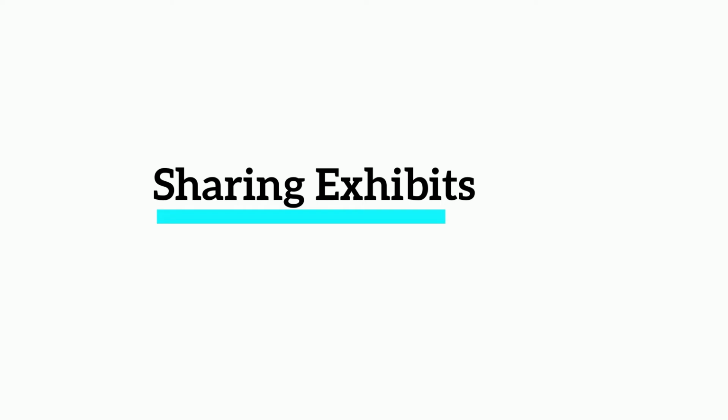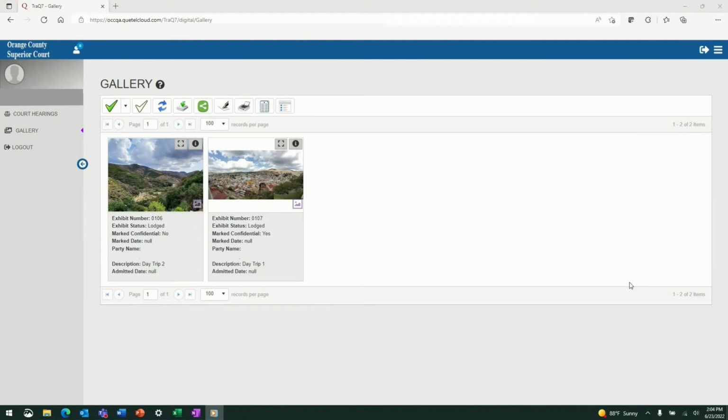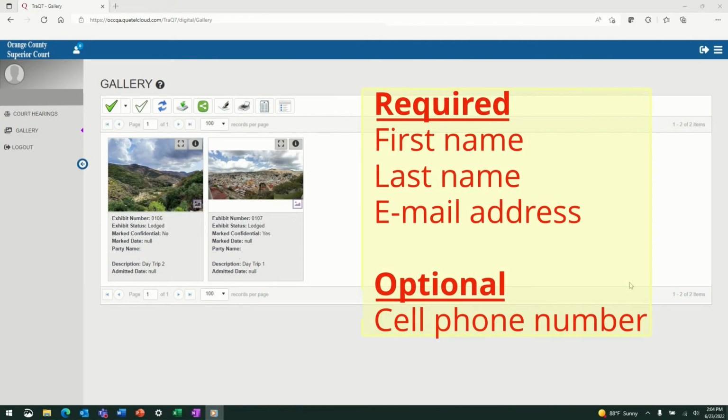Next, let's go over how to share exhibits. To share electronic exhibits uploaded to the portal with other parties on your case, use the Virtual Viewing Room feature. The first name, last name, and email address of the person the exhibits will be shared with are required. If the cell phone number of the party is available as well, it may also be entered.